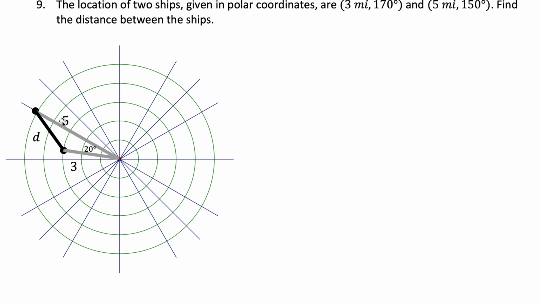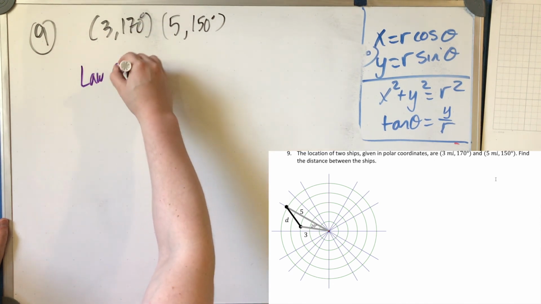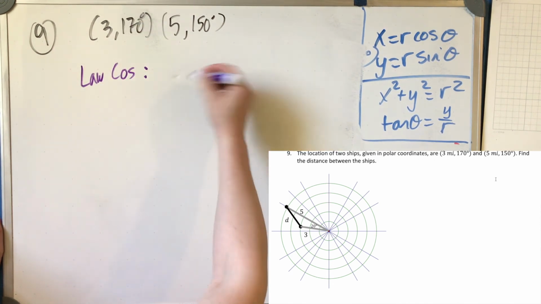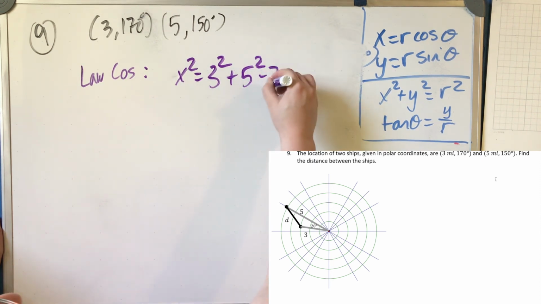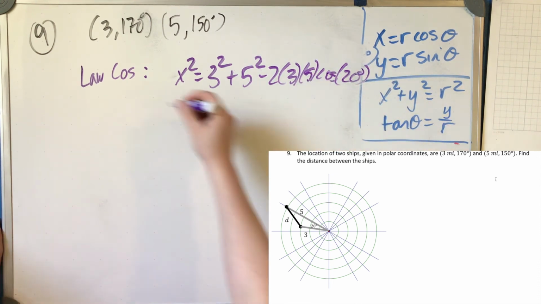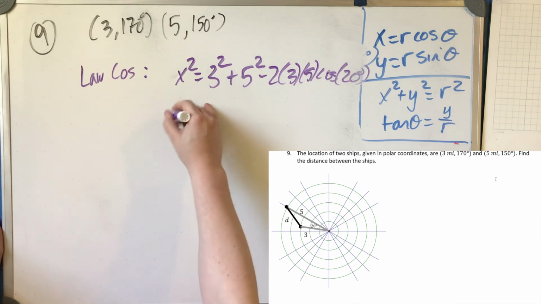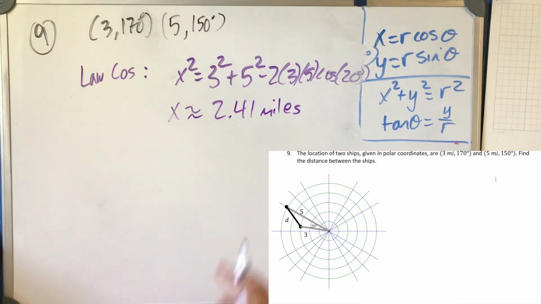Now that we have this particular setup, it's just a normal triangle. We can use law of cosines, we could use vectors, we could actually convert these polar points to rectangular and solve away. I'm just going to use the law of cosines for this one. So that's going to be x squared equals 3 squared plus 5 squared minus 2 times 3 times 5 cosine 20 degrees, the angle in between them. And this is just straight calculator work now. Just plug it in and add the units, and I'm done.